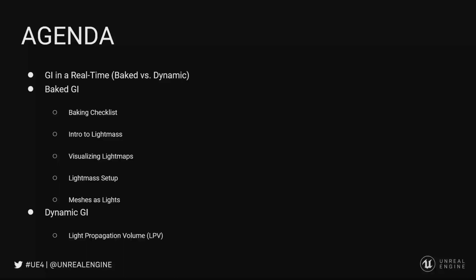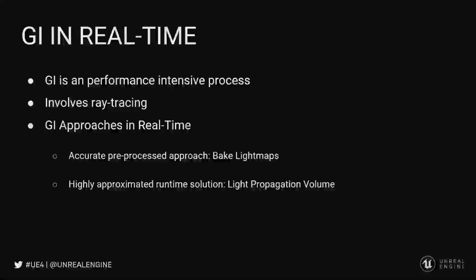However, we will be focusing more on the baked GI because it is more common with architectural scenes, since most of the scene is static and it can benefit from the higher quality that baked GI generally has. So as most of you know, simulating GI is a very intensive process. It involves ray tracing that requires sometimes minutes or hours to calculate the final GI.